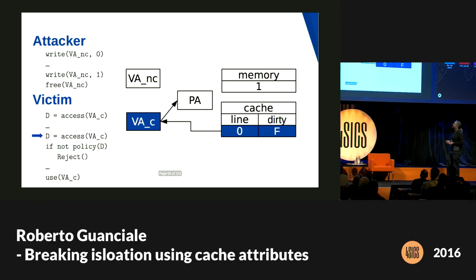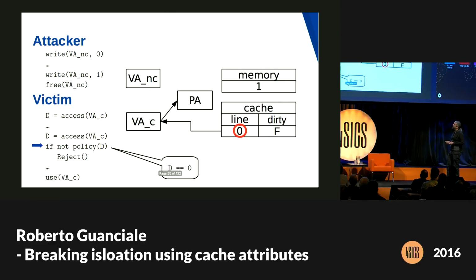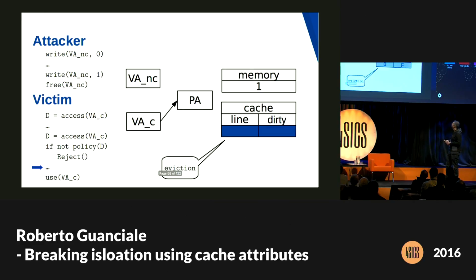It reads from the cache, so it reads 0. It checks the security policy. Let's say the security policy says to accept this request, D has to be 0. In this case, this is respected, so it accepts the request. And then, for some reason, this line from the cache gets evicted. We use something that collides with this cache line. But the line was not dirty, so nothing is written back to the memory.